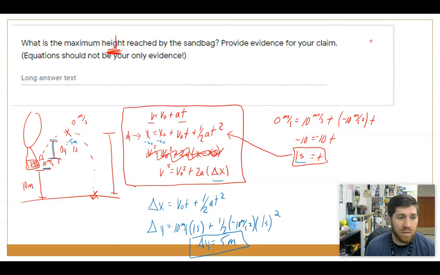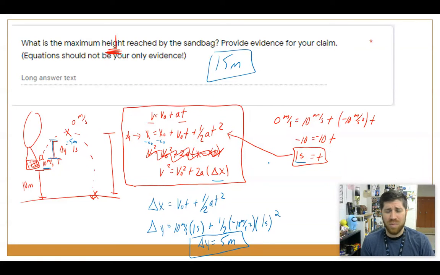Okay, so it was off the ground 10 meters. It goes up 5 meters more. So then the maximum height has to be 15 meters. Now, they said provide evidence for your claim, and it shouldn't only be equations. This is the equation portion of it. The reasoning, and really all I was looking for from y'all at this point, was it's got to go higher than 10 meters because it had an initial velocity of 10 meters per second, and that is a positive 10 meters per second. So that indicates that the sandbag had to travel upward before it came all the way back down. And we can tell, obviously, the height would be just 5 meters plus 10, as we said, 15 meters. So that's part 2.